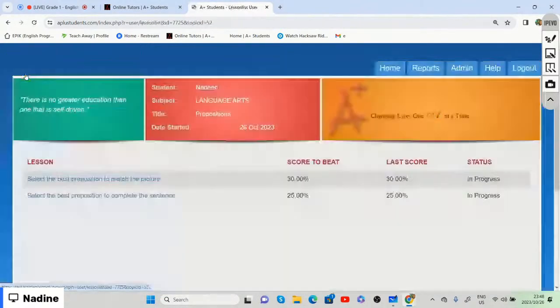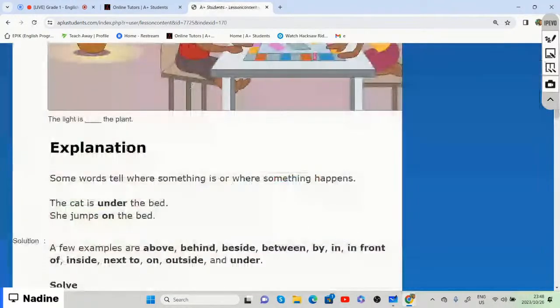All right, so that is basically the end of our lesson on prepositions. And we see the preposition either tells us where something is, or a preposition can basically tell us where something happens, right? And a few examples of prepositions are above, behind, beside, in front of, inside, next to, outside, under, by, and in.